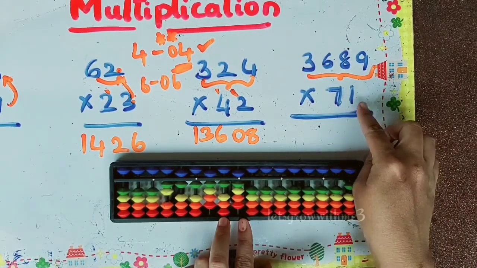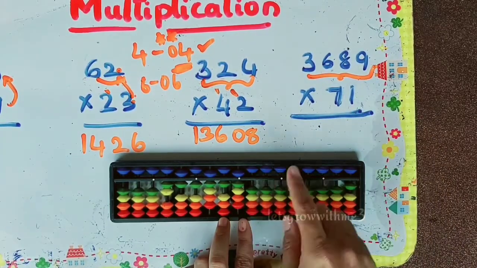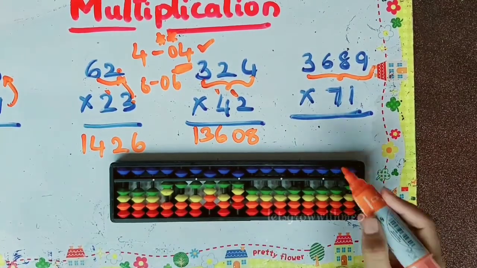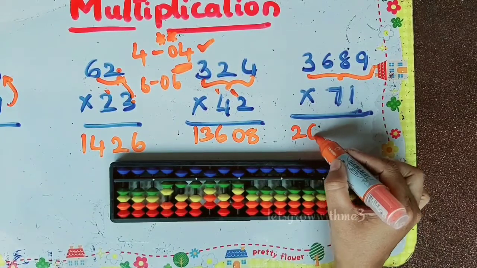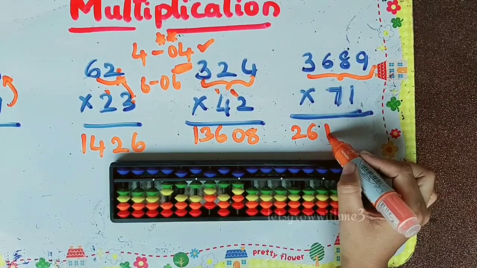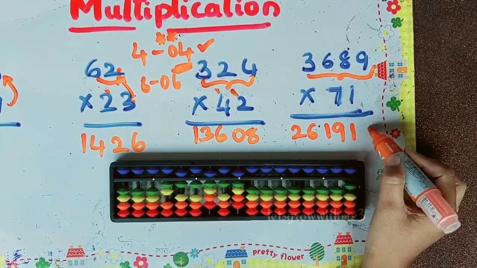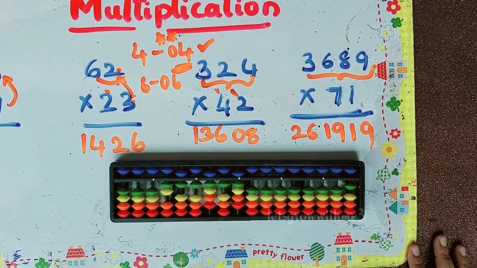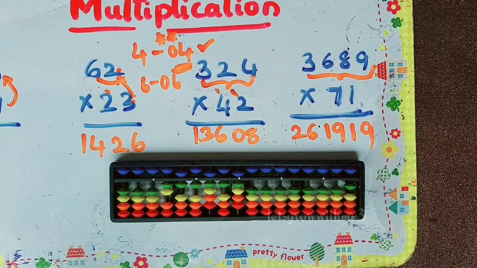Okay, then we have 0 9, 0 9. Yes. So what's the answer? 3689 times 71. The answer is 261,919. Okay, so that's how we need to do our multiplication problems.